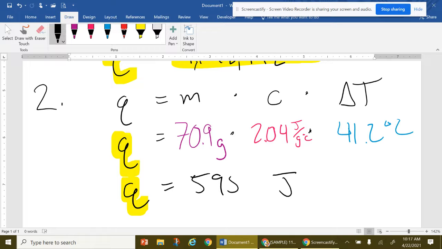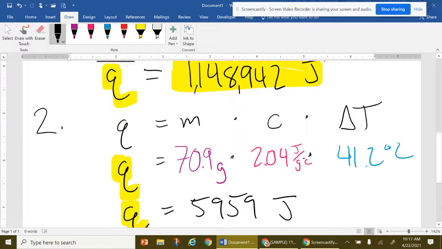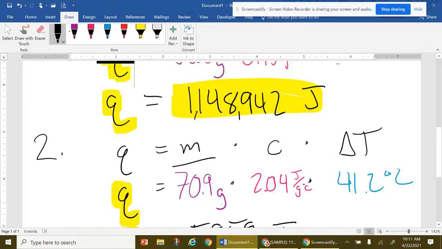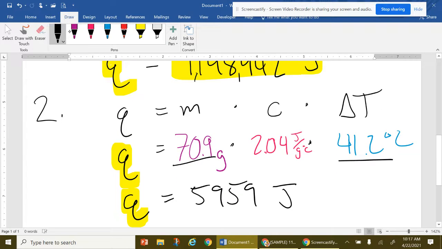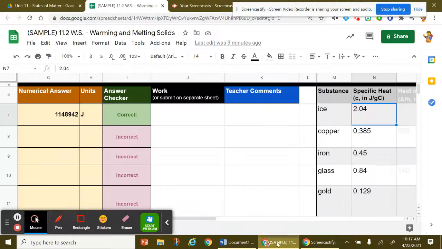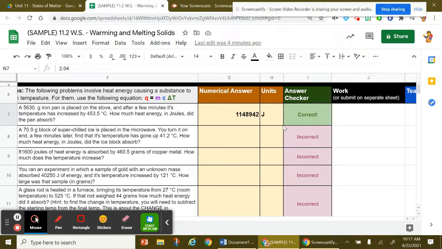Still a much smaller number than above because we had a much lower mass, all right? And we were changing it by a much lower temperature, okay? So a lot less energy. So 59.59 joules, let's see if that's correct, okay? Hope so. 59.59 joules. That worked out great. Okay, so that worked out.